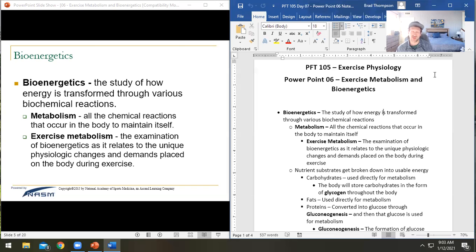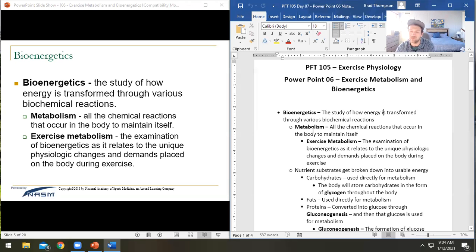Or the same thing is true of protein. If I bring in way too much protein, that protein is going to get stripped for energy. Some of it's going to get used to repair my muscles, and the excess is going to get stored in my fat tissue. And so that's an understanding of bioenergetics, right? It's how we transform energy through various biochemical means.